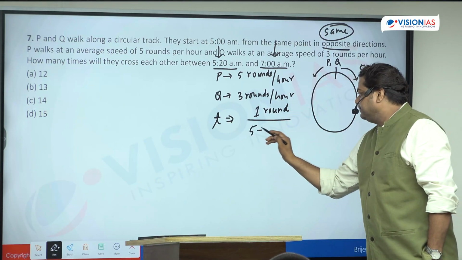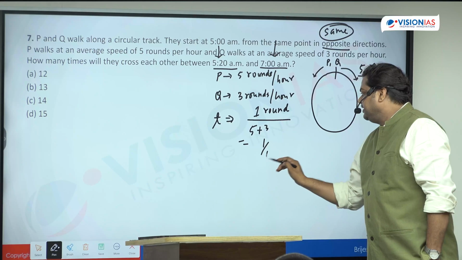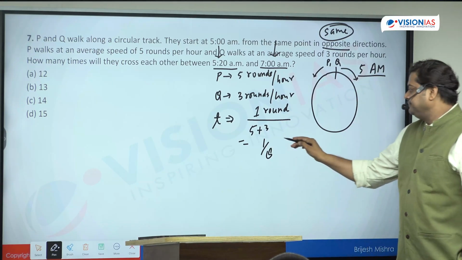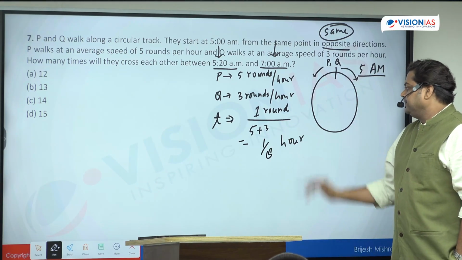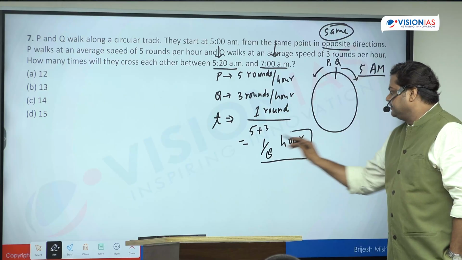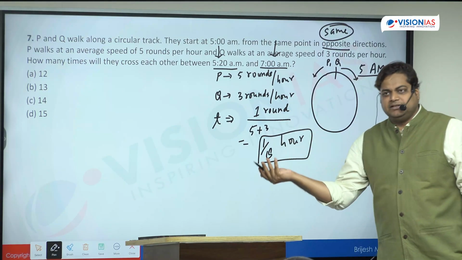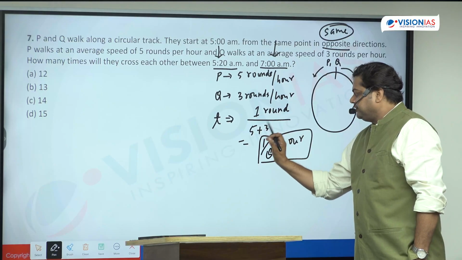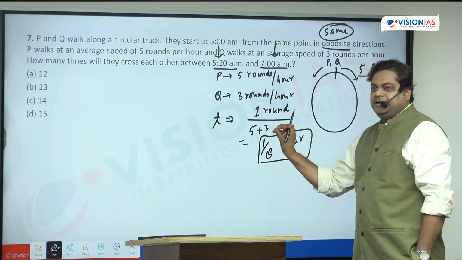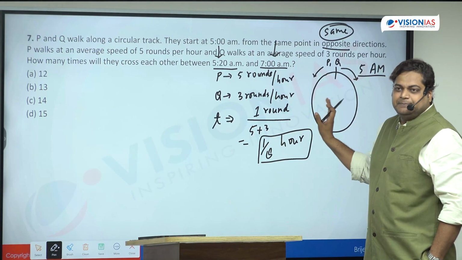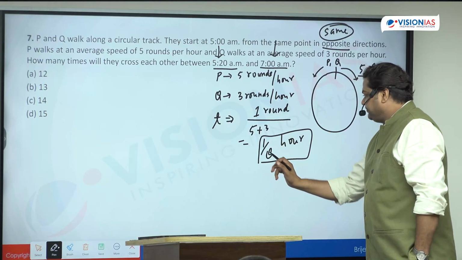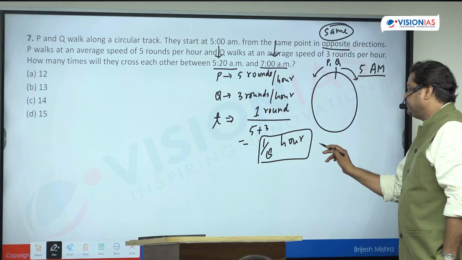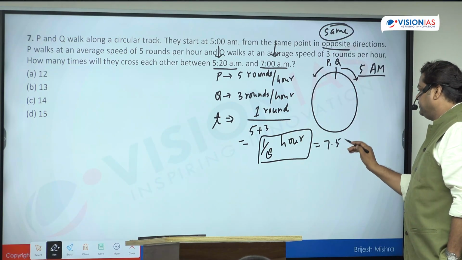So 5 plus 3. That means 1 by 8 R. Because this round we can assume anything. Any number we can assume. 1 round, relative speed in opposite direction: 5 plus 3, 8 rounds per hour. So this way we are getting 1 by 8 hour. 1 by 8 hour is what? 7.5 minutes.